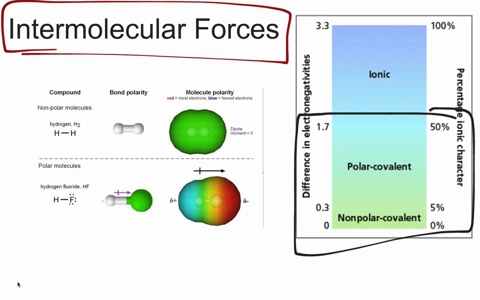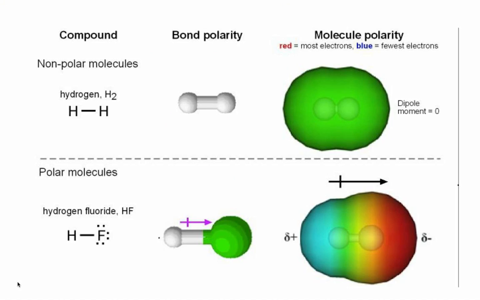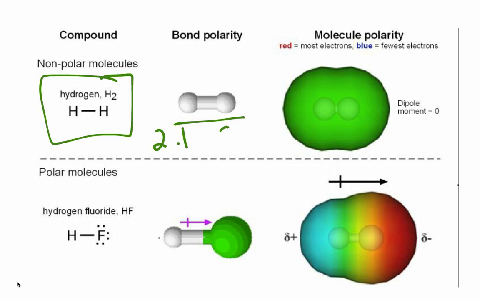And we've talked a little bit about whether the bonds are polar or nonpolar, but now we're going to look at whether the molecule is polar or nonpolar. So here's our first example. In this we have hydrogen. And hydrogen, when it bonds to itself, if you remember our discussions on bond polarity, they both have an equal electronegativity. So the difference between their electronegativities is zero.